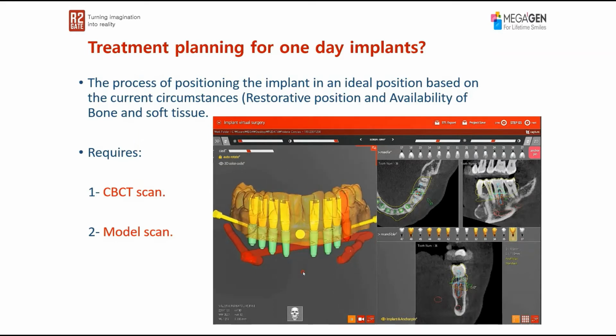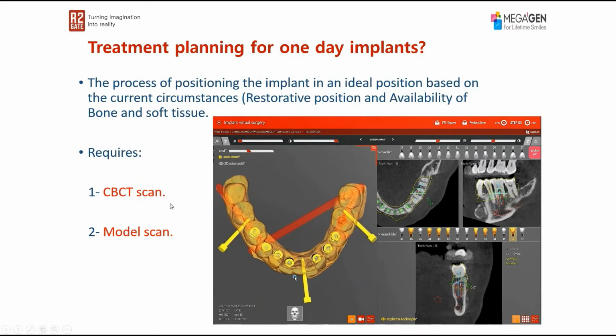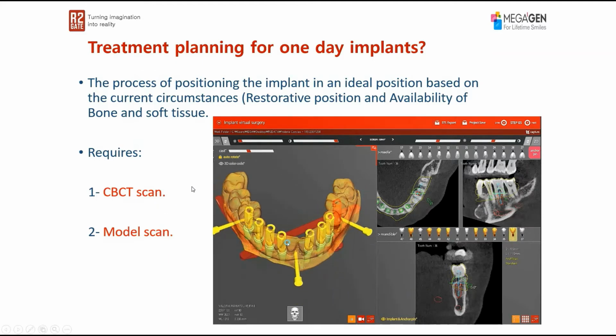Regardless of what type of implant planning software, these are essentially the two main things you will need: the CBCT and the model scan.